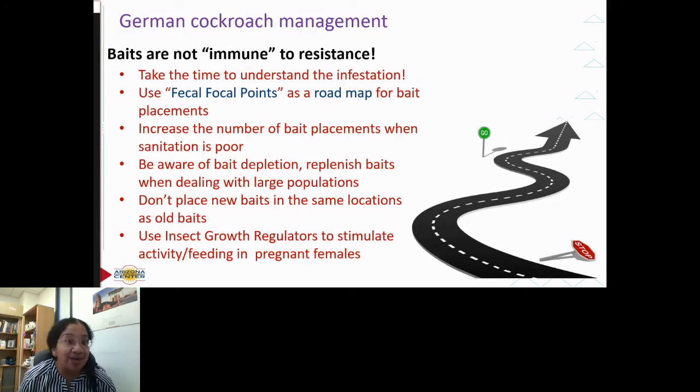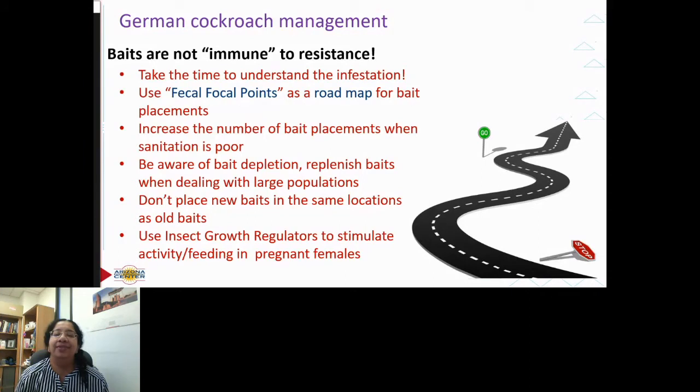And fecal focal points, that's a great way to plan bait placement. Fecal focal points, remember the pile of cockroach poop that I showed you earlier? Poop always tells a story, and you'll see that in the next pest that I'll talk about also. So plan bait placement based on the poop that you're seeing. Then increase the number of bait placements when sanitation is poor. Sanitation plays a prime role in cockroach management, right? You're removing food sources that the cockroaches can access, which would lead to them avoiding the bait. When they have other food, why would they take the bait, right? So when sanitation is poor, you'll probably have to put out more bait.